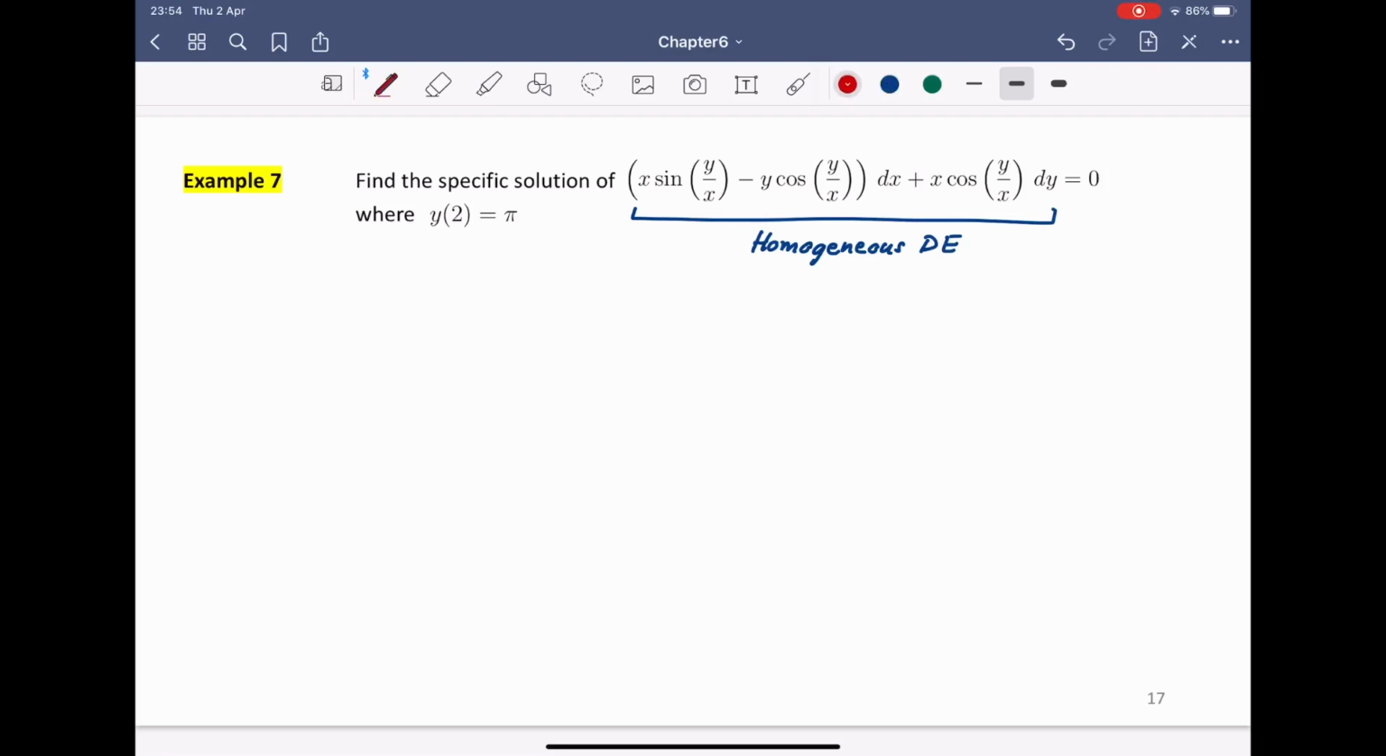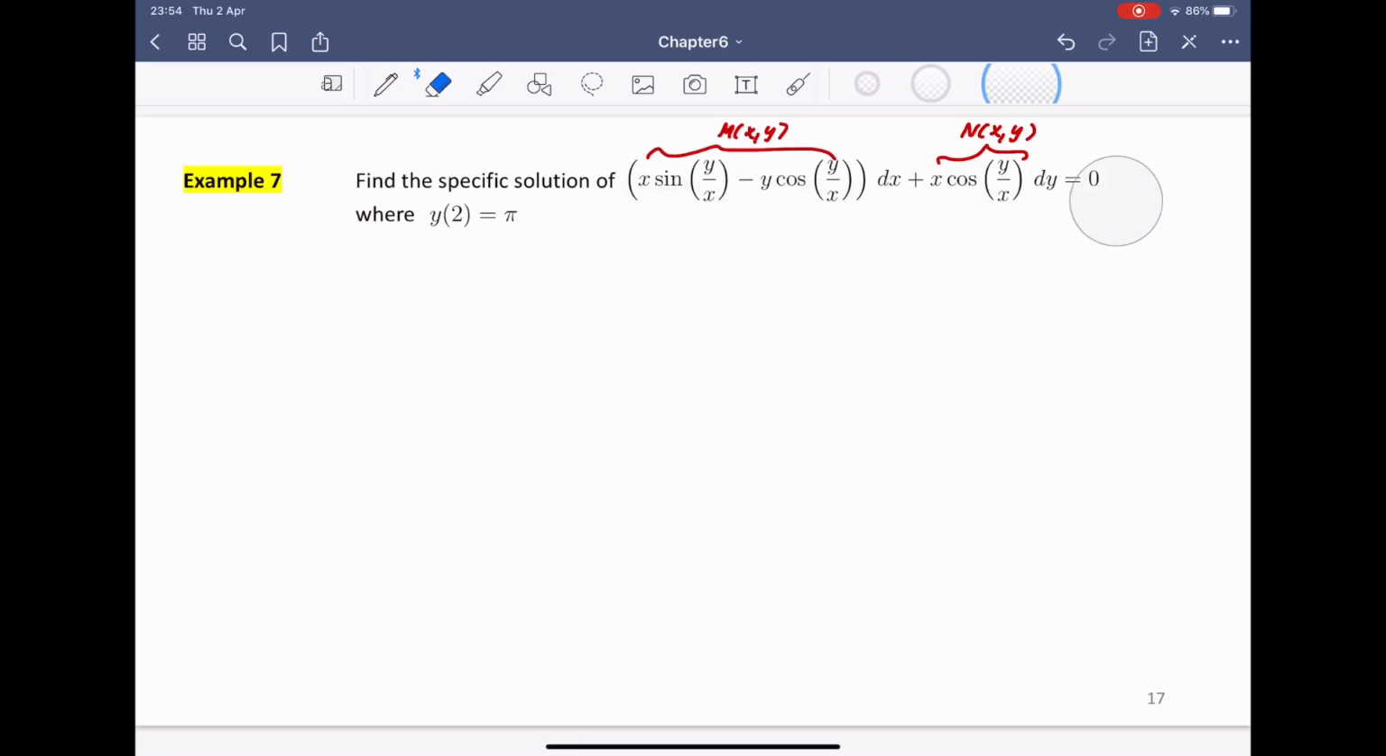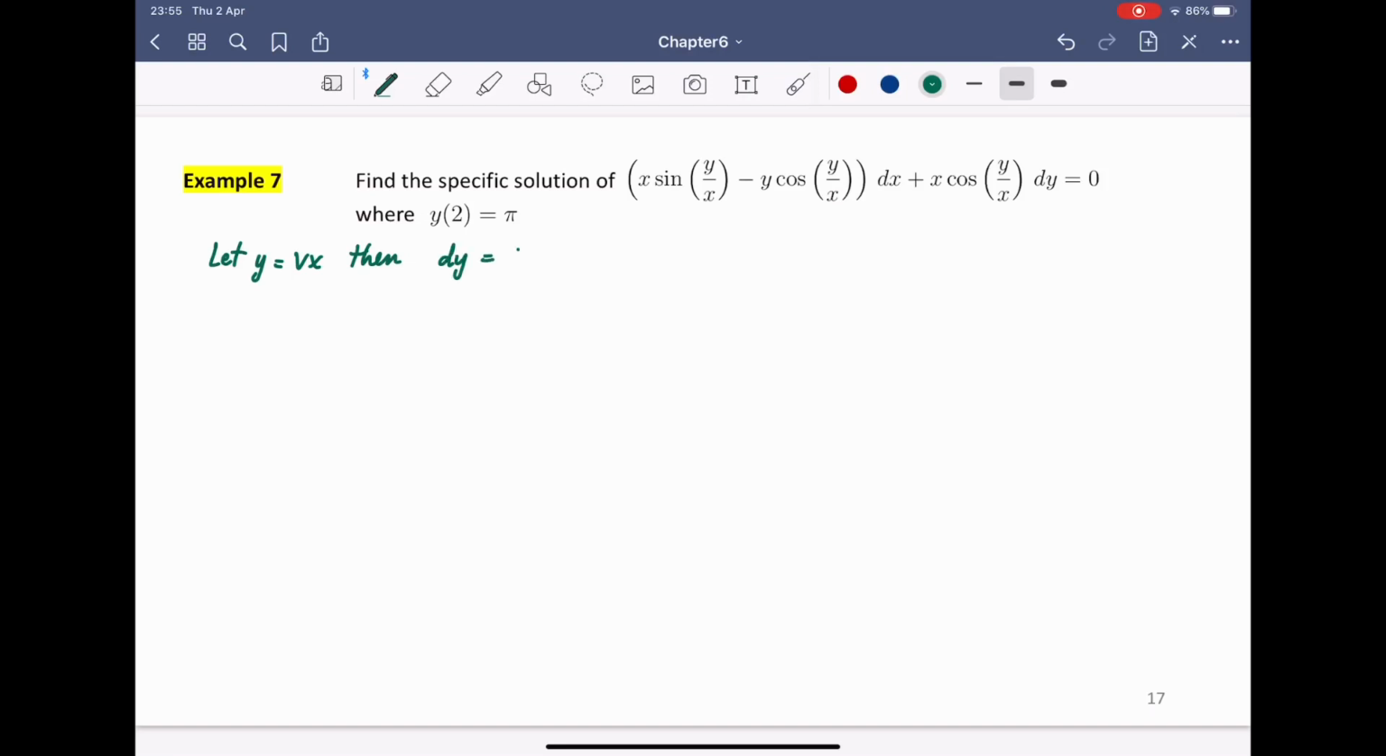If you wanna check that this thing is homogeneous, just let this thing to be M(x,y) and let the second thing here to be N(x,y), and then you can show that M and N are both homogeneous of degree 1 by using the definition of homogeneous function. So let's skip that part. And then let's start by doing a substitution. Let y equal to v times x. Then now you have dy equal to v dx plus x dv.